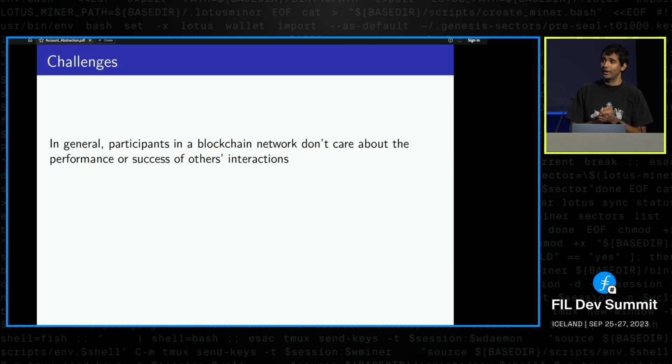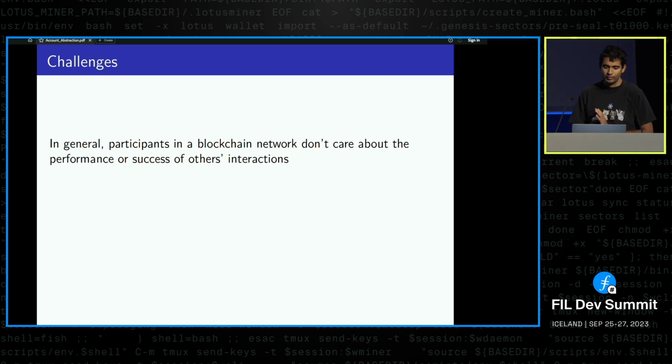Why is this difficult? Why have we in Filecoin and really the ecosystem more generally been struggling to design this and ship this? These are in large part my opinions, but I think they hold true. I think the challenge is that the idea of account abstraction pushes against some of the safeguards that we have in blockchain systems. In almost all cases, when you're participating in a blockchain network, you don't care about performance of someone else's interaction, nor do you even care whether it succeeds or fails, because the system is designed to protect you against those things.